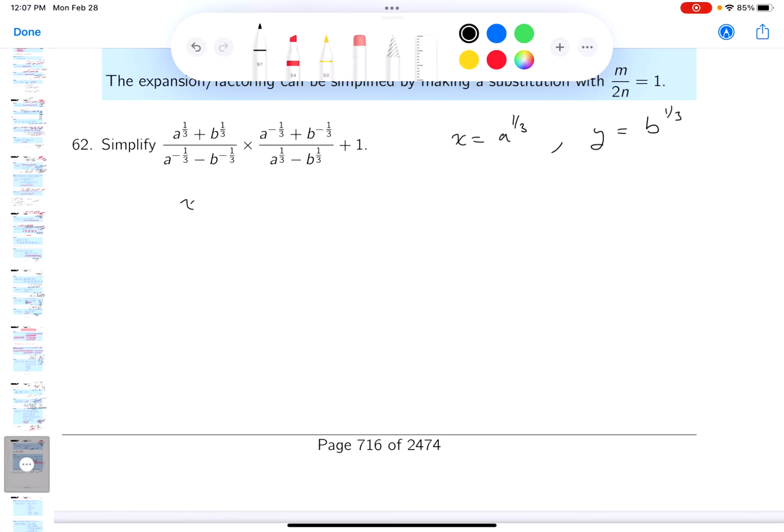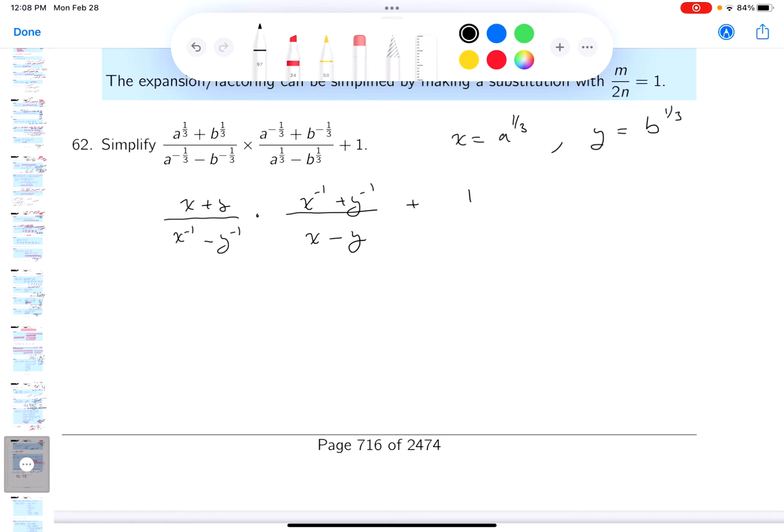You're going to get x plus y. And then at the bottom, what are you going to get? You're going to get x to the minus 1 minus y to the minus 1 times, well, you can get, let's see, x to the minus 1 plus y to the minus 1. What do you get on the bottom? You're going to get x minus y. All right, and then you get plus 1.